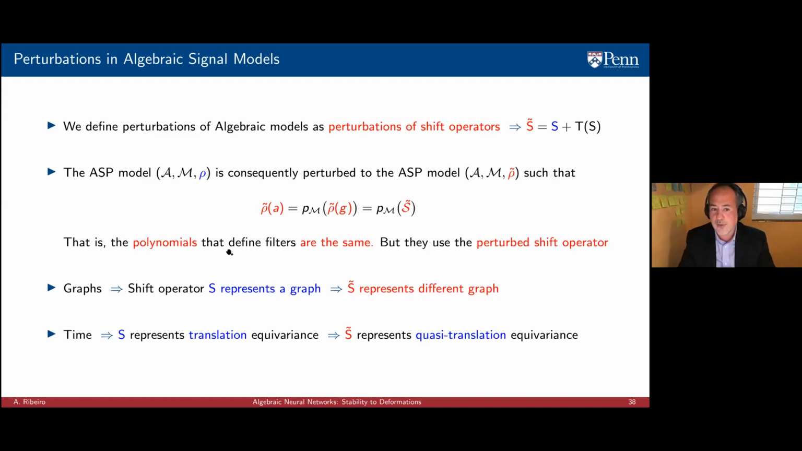The polynomials that define the filters are the same. I didn't change the algebra. The underlying algebra that I am using is still the same. But we are using a perturbation of the shift operator.